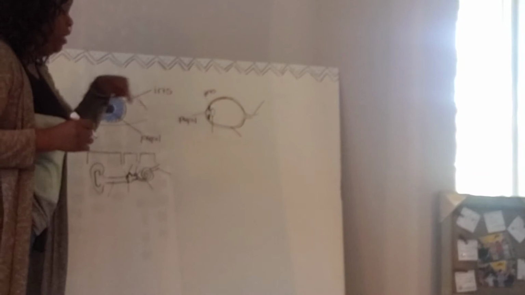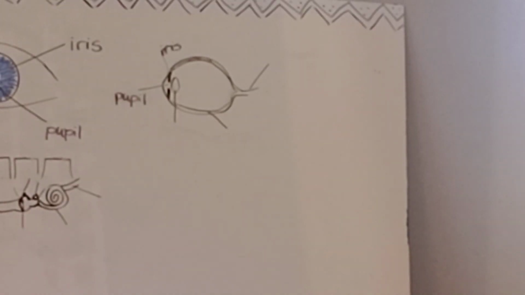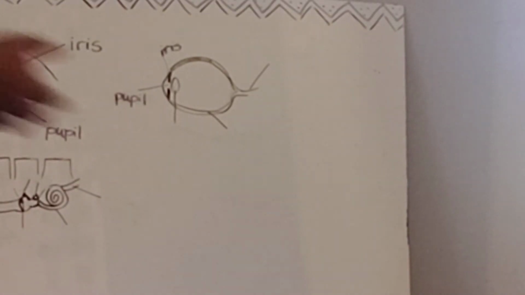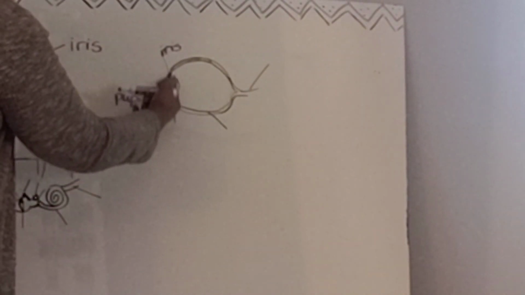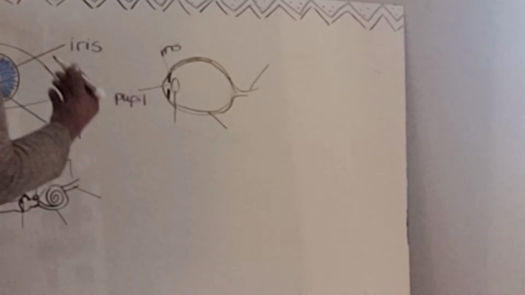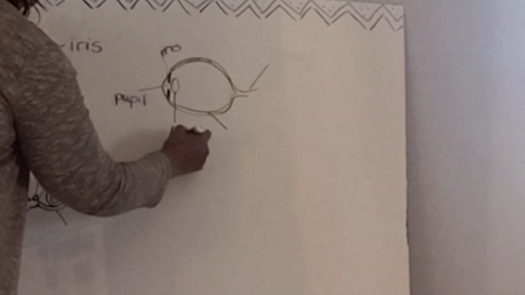Then you have a little round, well, oval shape behind what would be the iris and the pupil. That little oval shape there, what is that? Do you remember? That is the lens. Very good for those of you that remembered.